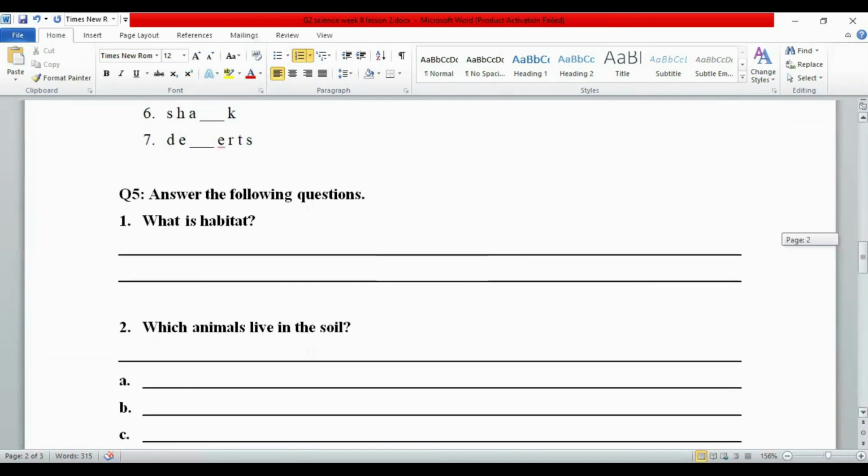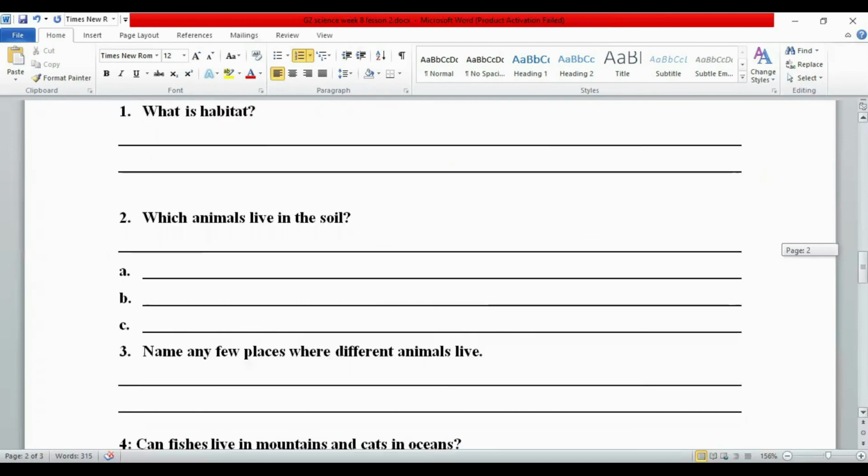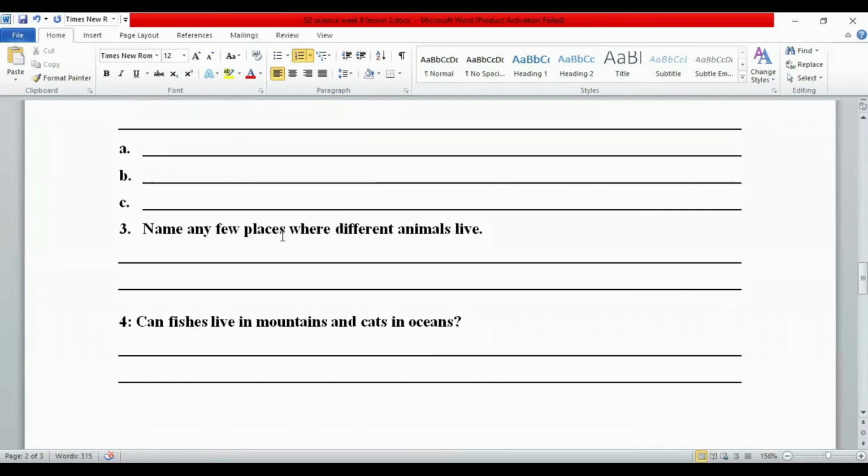Question number 5 is answer the following questions. What is habitat? You are going to write its definition over here. Question number 2 is which animals live in the soil? You are going to write their names over here. Question number 3 is name any few places where different animals live. Here you are going to write names of few places, means few habitats where different animals live. Question number 4, can fishes live in mountains and cats in ocean? You are going to answer this question with yes or no for both, for fishes and for cats.